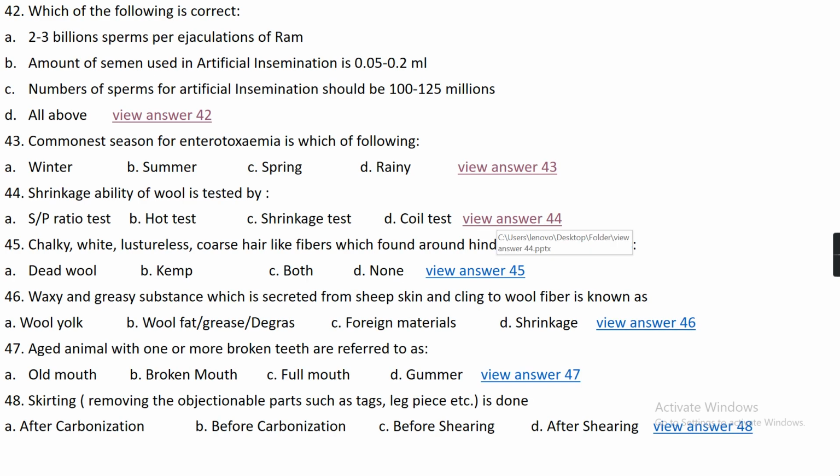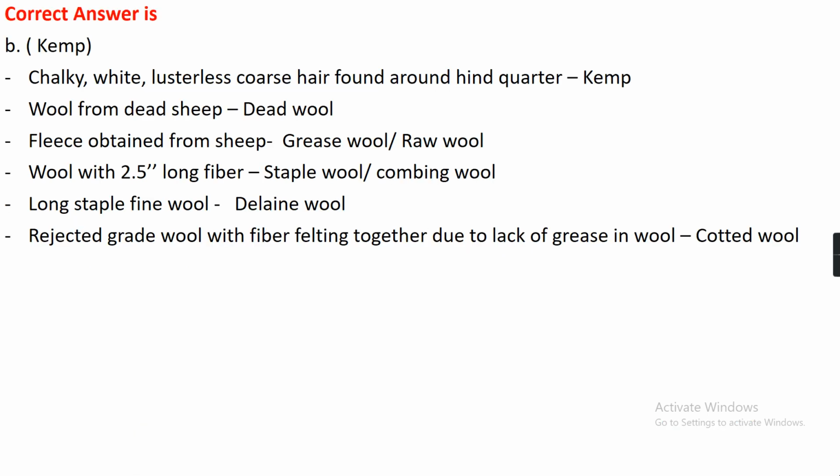Question number 45. Chalky, white, lusterless, coarse hair-like fiber which is found around the hindquarter is known as option A dead wool, option B scam, option C both, or option D none. The right answer is option B, that is scam.